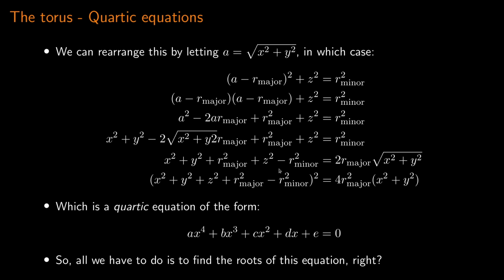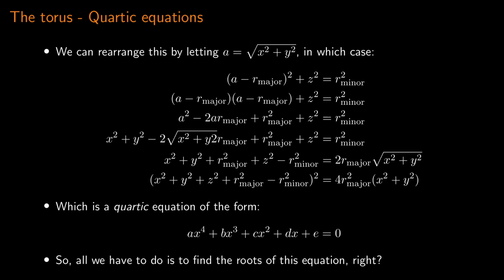And we can rearrange that, and I won't read through all of those steps, but eventually we get to a form here where we have x squared plus y squared plus z squared plus r major squared, minus r minor squared, all squared is equal to 4 r major squared times x squared plus y squared. And that is actually a quartic. If you were to expand this term in the brackets that's all squared out, you would eventually get a quartic, and then you could rearrange it into the form of ax to the 4 plus bx cubed plus cx squared plus dx plus e equals 0.